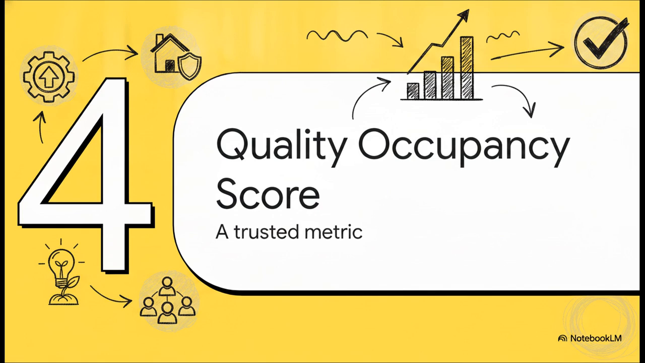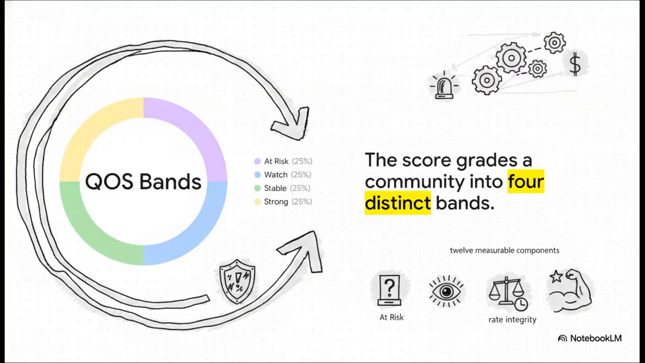Which brings us to Section 4, the Quality Occupancy Score. This is your new trusted metric. So the answer to the 91% illusion is the Quality Occupancy Score, or QoS. This is a massive shift away from relying on a single isolated percentage. It's a 100-point composite score, computed nightly for every single community in a portfolio. It grades a community into one of 4 distinct bands: at risk, watch, stable, or strong. It takes 12 measurable components, things like incident trends, med pass loads, and rate integrity, and appropriately weights them. So instead of just seeing that you're 92% full, you see exactly how strong that 92% really is.